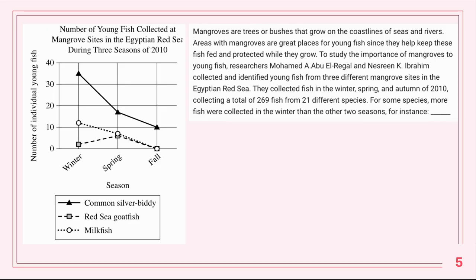Okay, so let's just really briefly look at the graph. Just looking at it, I have a line chart and it's the number of young fish collected at some stuff. Okay, so we're talking about fish. I see a little legend at the bottom. I see some seasons on the x-axis and on the y-axis it just says number of fish. So that's all I need to understand right now.